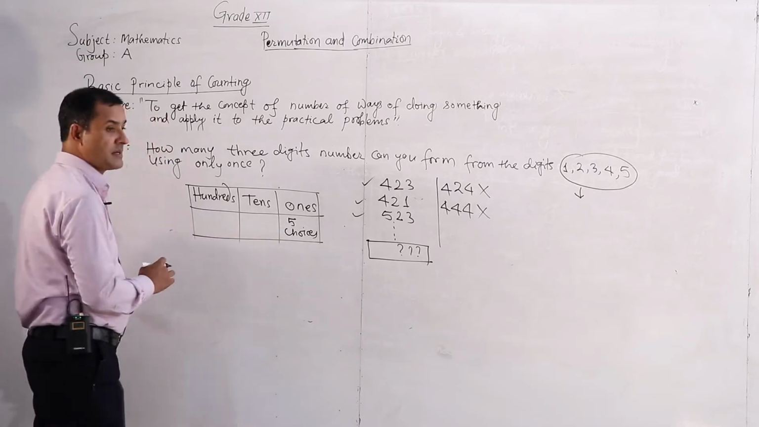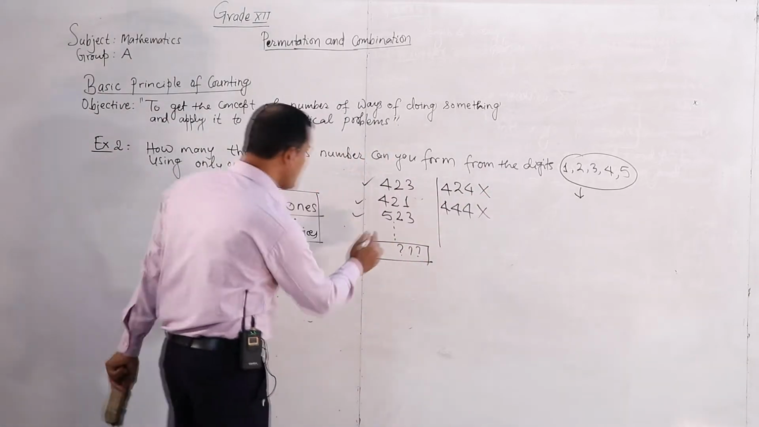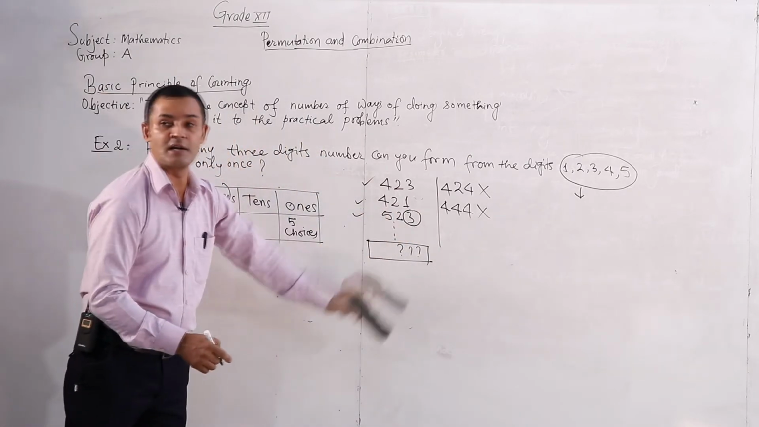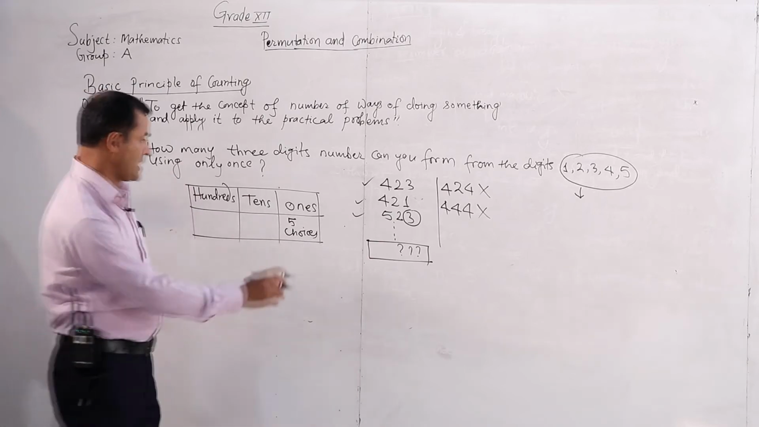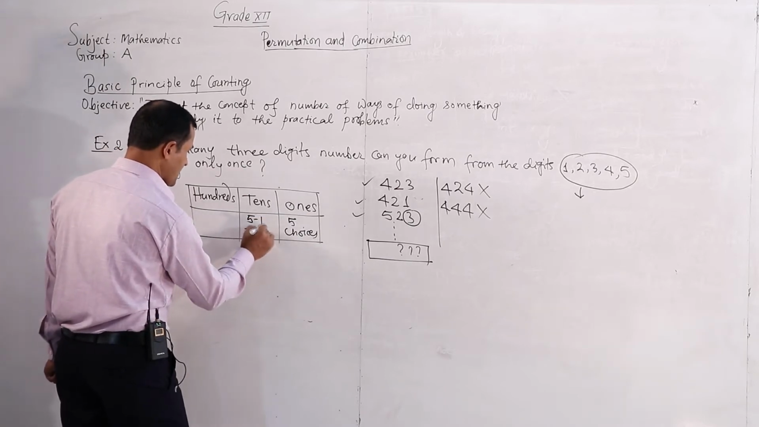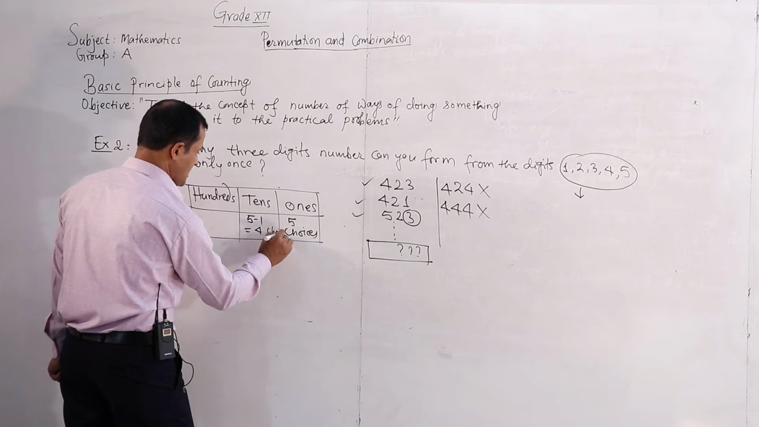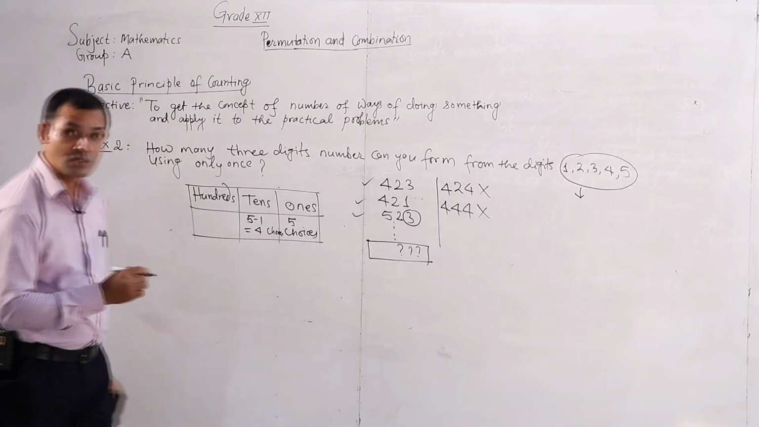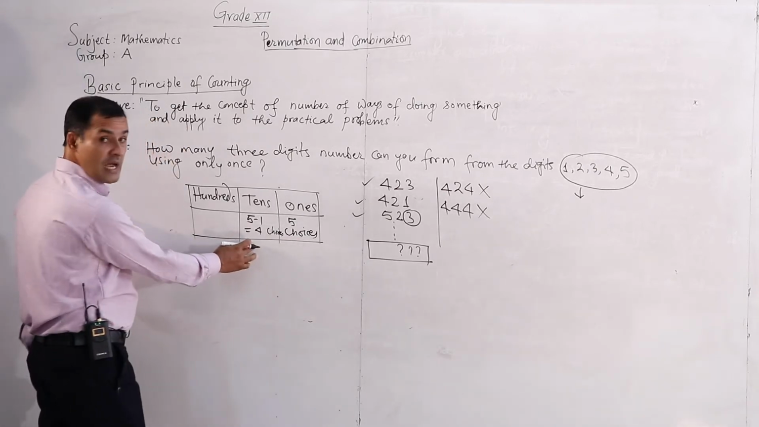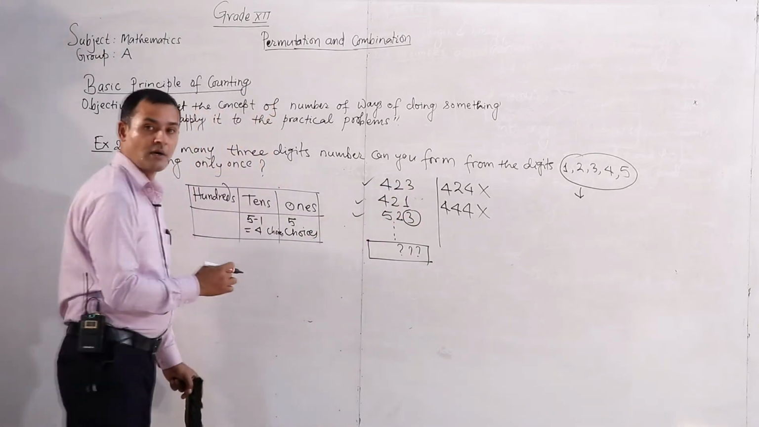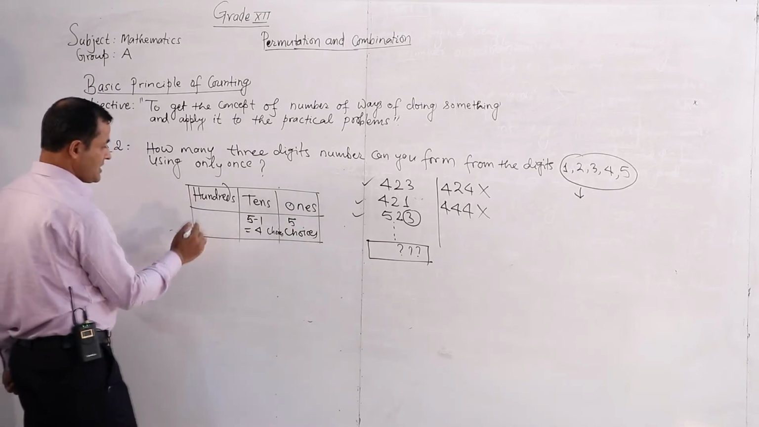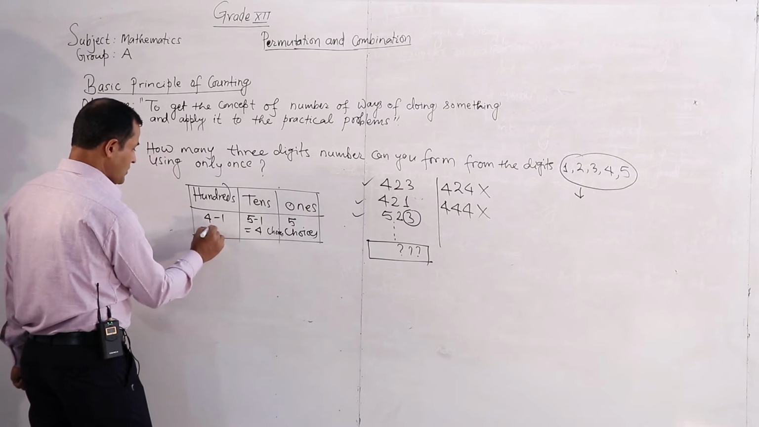Similarly, the tens place digit can be chosen in how many ways? There are 4 options, because we cannot repeat the digits. One digit is already used, so 5 minus 1 equals 4 choices, or 4 ways. Similarly, as 2 of the digits are already used and we cannot repeat, how many options are there for the hundreds place? Again 1 less, 4 minus 1 equals 3 choices.